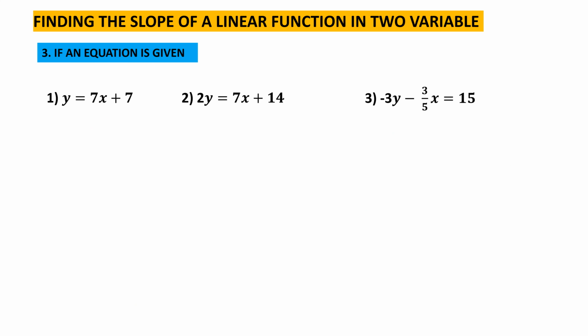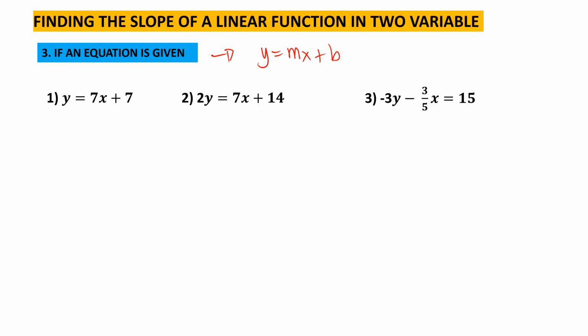Let's proceed if an equation is given. Again, no graph at all, no 2 points are given, but what if the equation is given? So can we still determine the slope? Okay, we have to remember the slope-intercept form of equation.